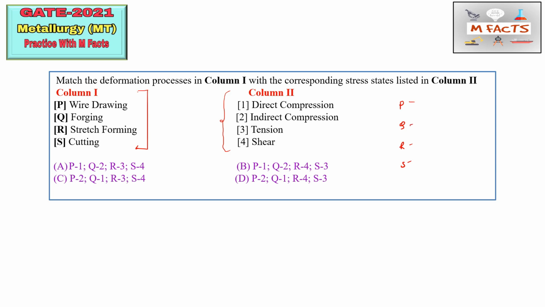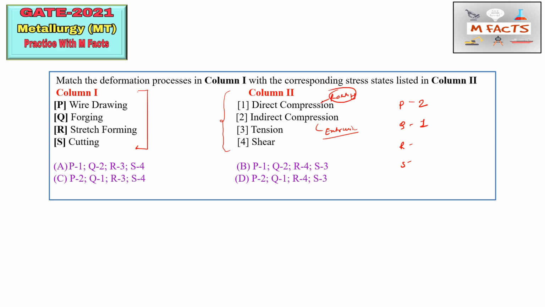Okay, so wire drawing is basically an indirect compression process, and indirect compression is utilized for the wire drawing process. Okay, so P we can match by 2, and another indirect compression process is extrusion. Okay, so extrusion is also an example of this indirect compression. Next is forging, which is a direct compression process. Forging and rolling are also examples of direct compression.